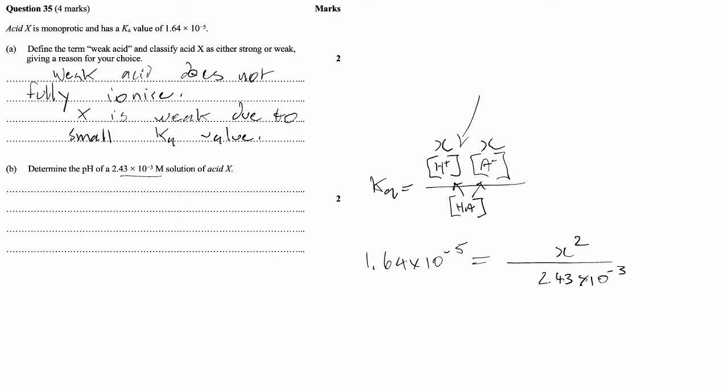So let's go ahead and say X is equal to the square root of 2.43 times 10 to the negative 3 times 1.64 times 10 to the negative 5. Give me 2 seconds to work that one out. Square root.